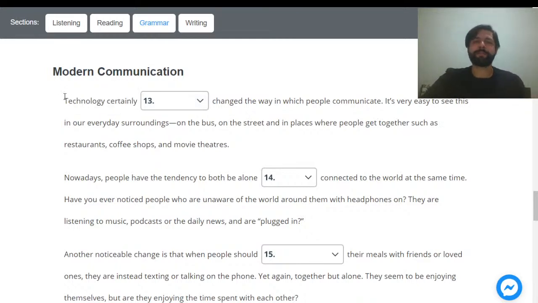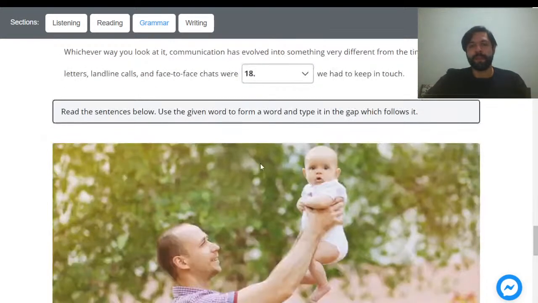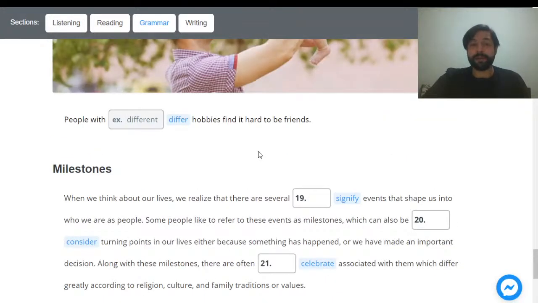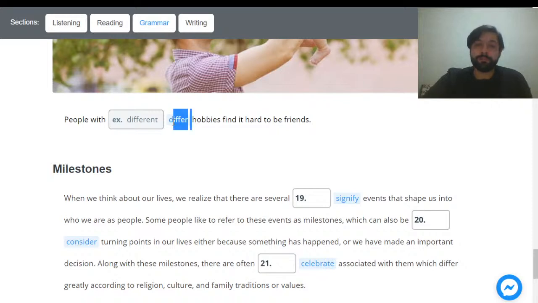So my advice, read the paragraph, reflect about it, and then pick one. Okay, and another similar one here. In this other one, you have a word, and you must use the correct form of that word to complete the sentence.